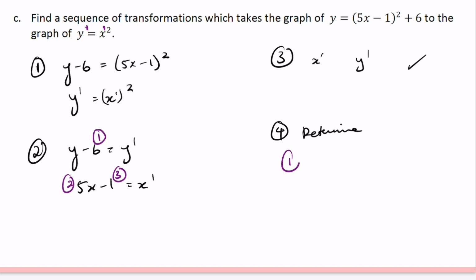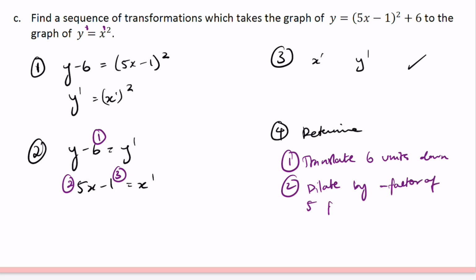So number 1, we're going to translate 6 units down. 2, we're going to dilate by a factor of 5 from the y-axis. And 3, we're going to translate 1 unit to the left.